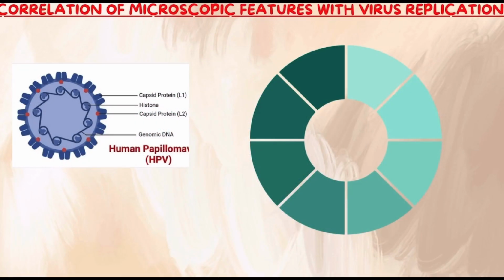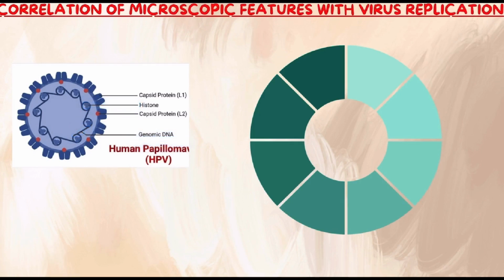Let's delve into the correlation of the histological features with the virus replication. Before understanding the correlation, let us study the structure of the human papillomavirus. So this is the human papillomavirus, and it has a capsid protein called L1, which is the major protein. There is another protein called L2, which is a minor protein. It also has genome DNA, and it also has histone in its structure.